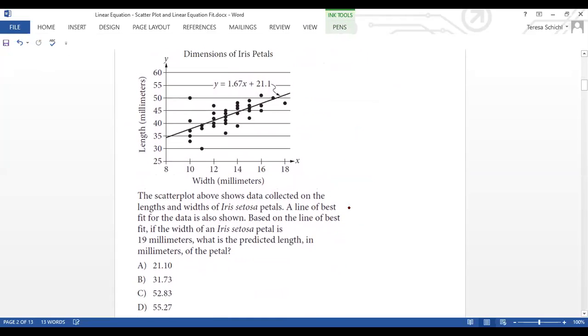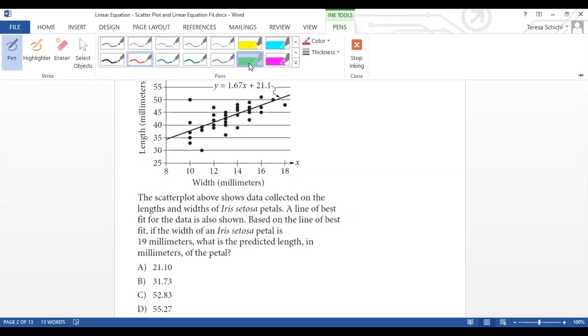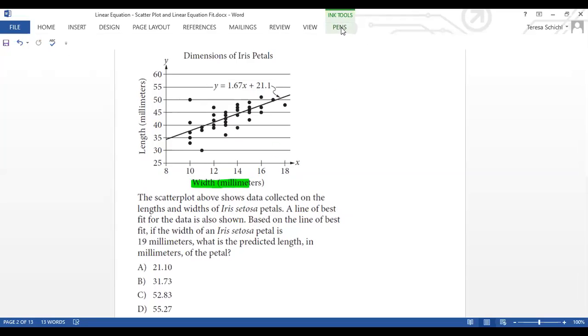All right, so let's take a look at the second part here. This is another type of the problem like we talked about. The scatter plot above shows the data collected on the length and the width of the iris petals, right? A line of best fit is shown based on the data. Here this is the width and this is the length. So they give you this equation. That is the second type of the problem we talked about.